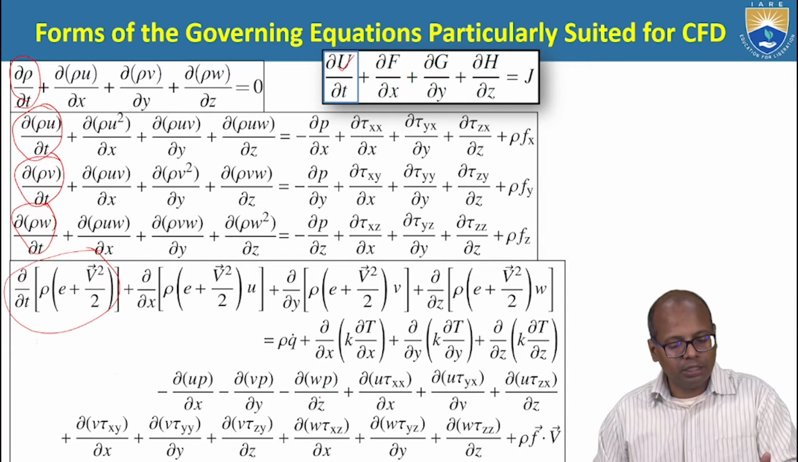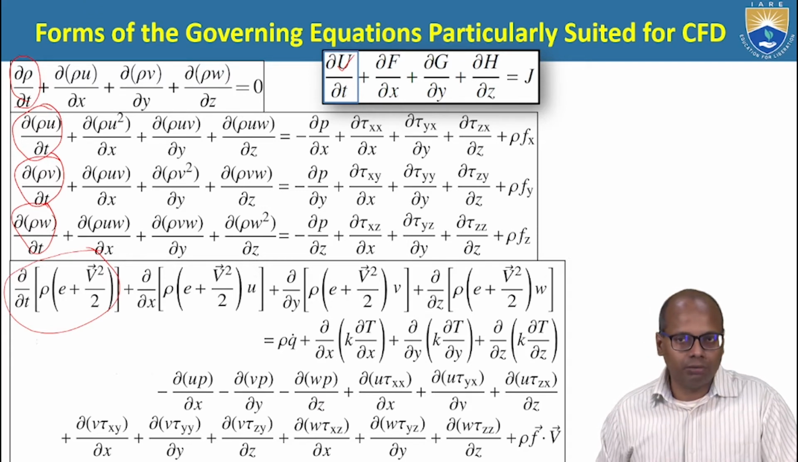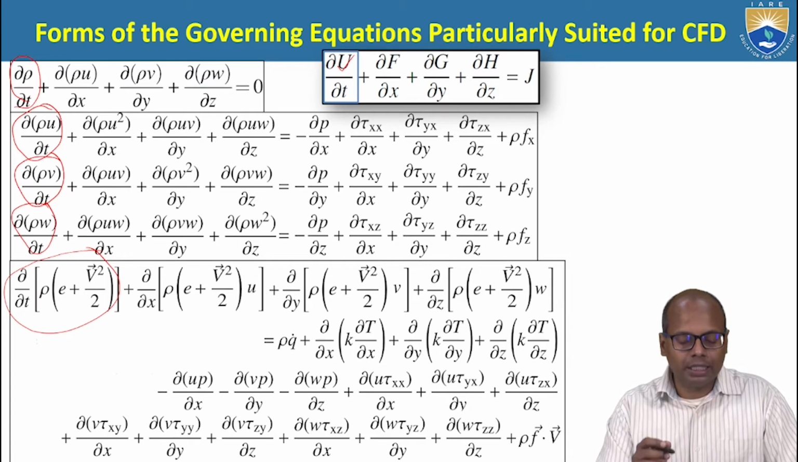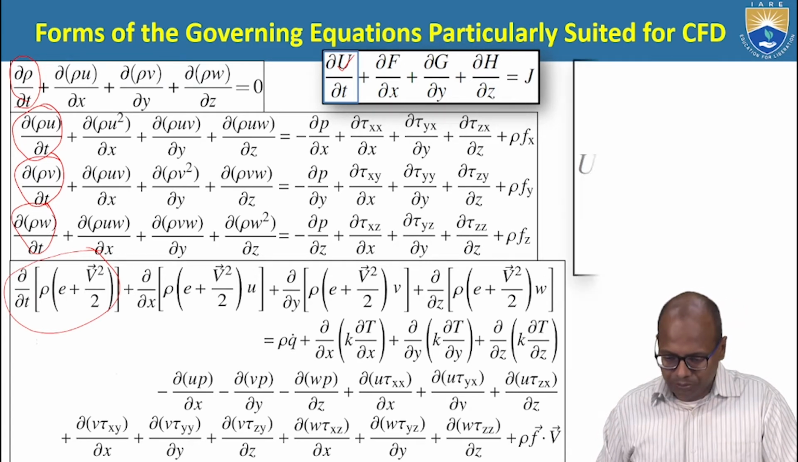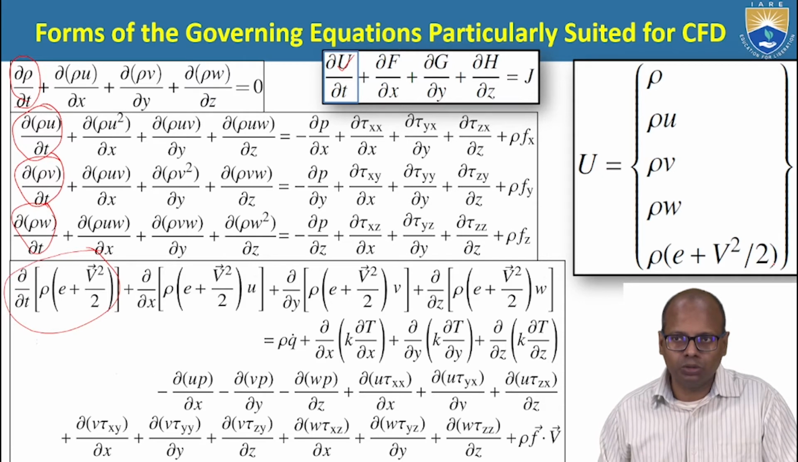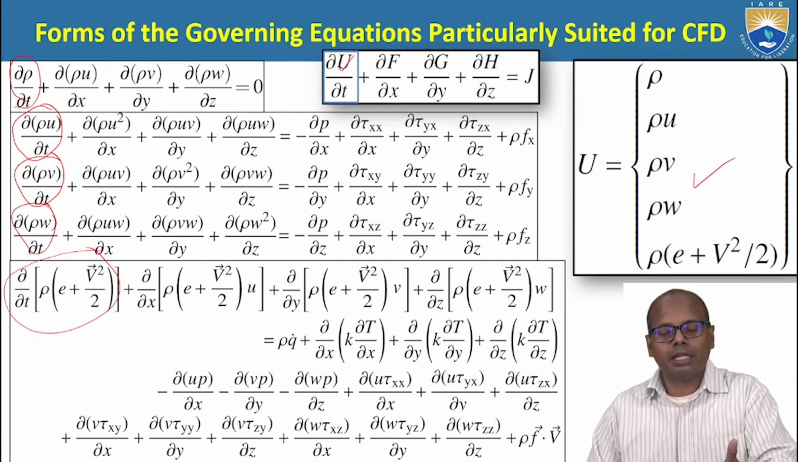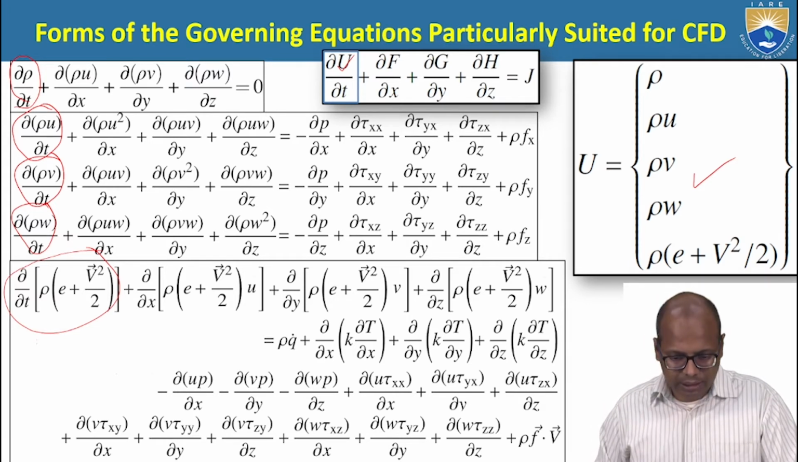So we have only 5 terms. If I arrange these 5 terms in a column vector, then that is defined as U, like this. Okay, U is equal to rho u, rho v, rho w, rho into (e plus V squared by 2). So this is the column vector U. Similarly, I can write F, G, H, J. We will see it in the next slide.